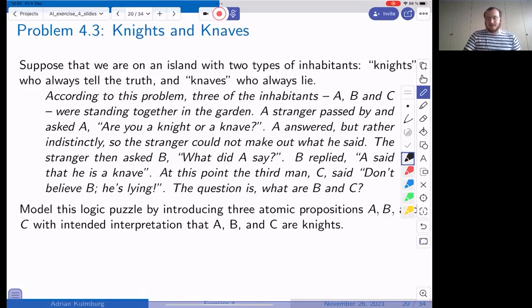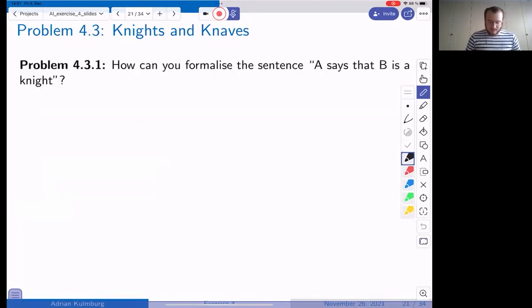So basically, this exercise is based on this relatively long text that I'm not going to read because it's too long. But basically, the idea is just there are knights who always say the truth and knaves who always lie when they say something. And the first part of the exercise is how can we formalize that? So for example, if you have the sentence A says that B is a knight, how do we put this in propositional logic? Well, sometimes like here, it helps to sort of see what the different cases can be, right?